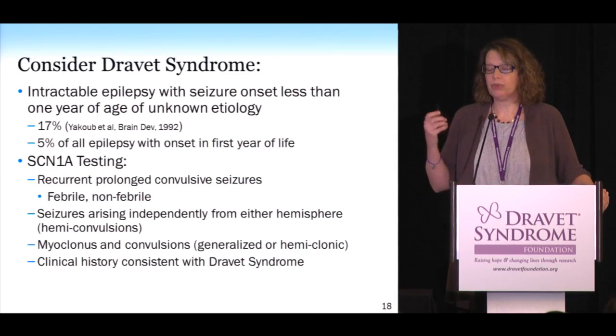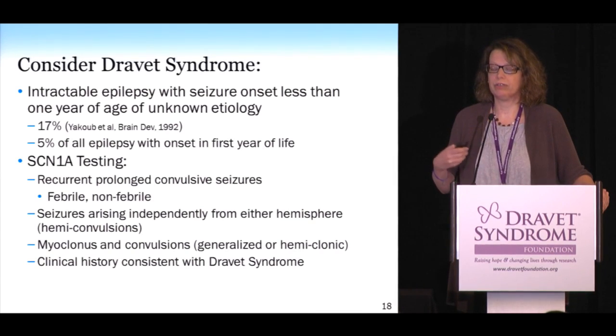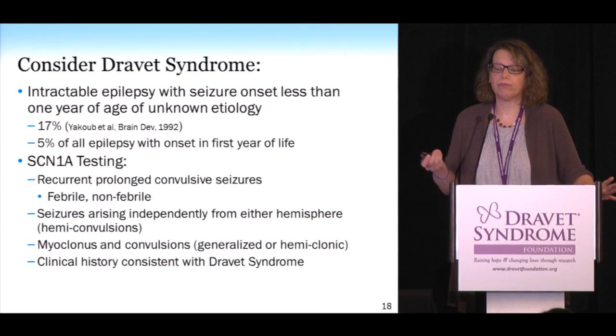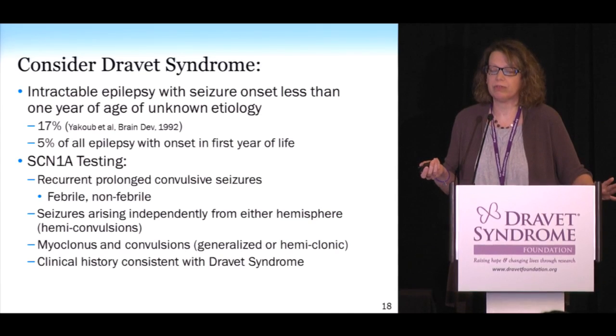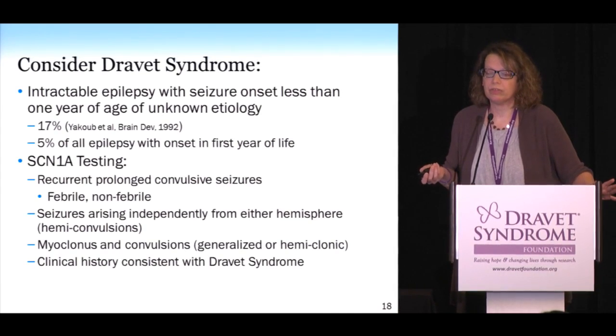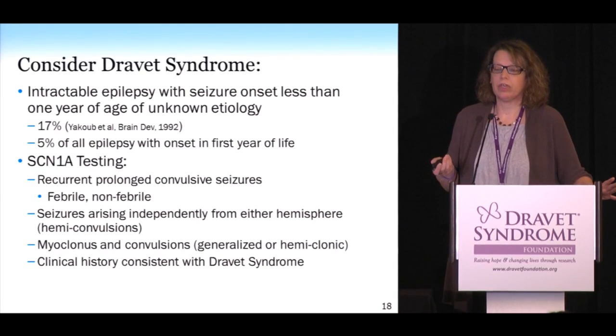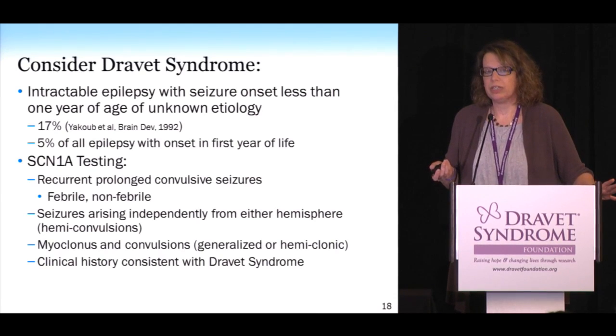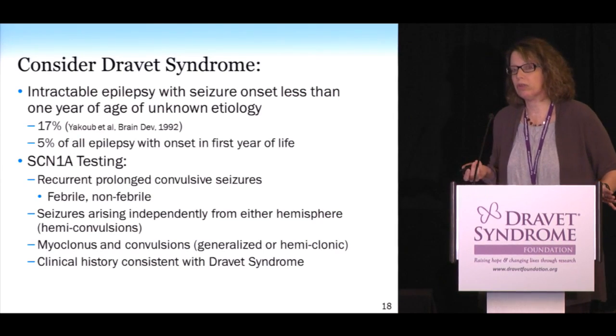So from my view, thinking of all those, I think it's extremely important to consider Dravet syndrome early. It's an intractable epilepsy syndrome, less than 1 year of age. It'll have a diagnosis of Dravet syndrome in 17% in one study, and 5% of all epilepsy syndromes in the first year of life. I do SCN1A testing anytime somebody has recurrent prolonged convulsive seizures, whether febrile or not.